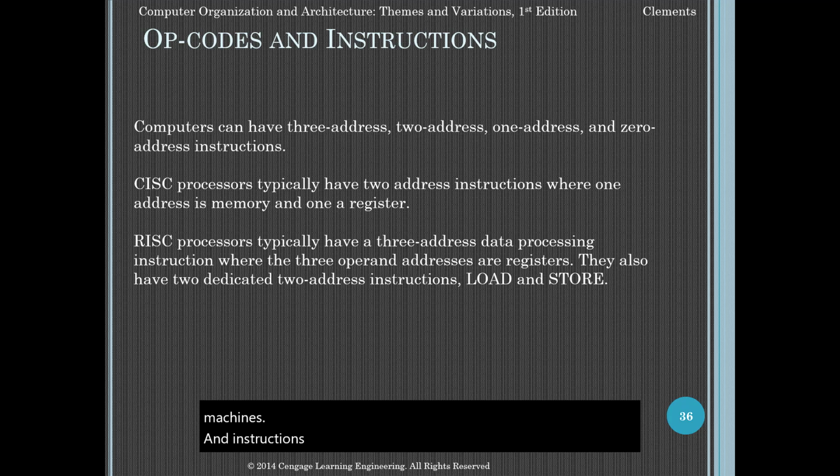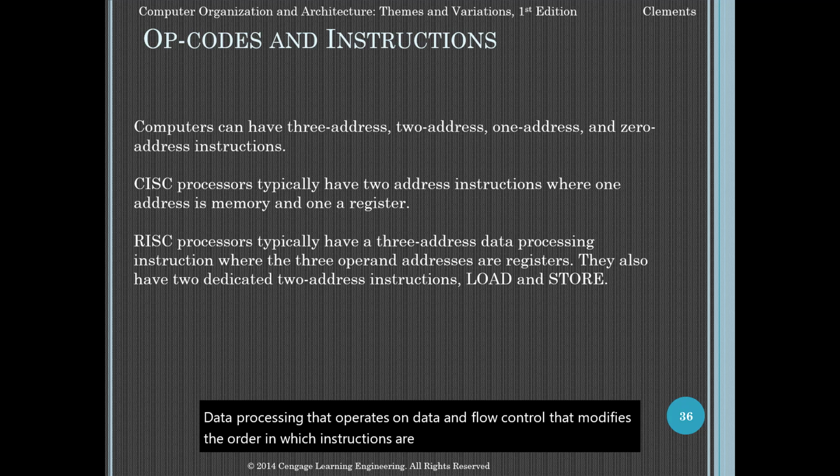And instructions can also be grouped according to the nature of their operation. So for example, we can use data movement that copies data from one location to another, data processing that operates on data, and flow control that modifies the order in which instructions are executed. So we can categorize either based on the address mode or, like I said, what is the nature of the operation?